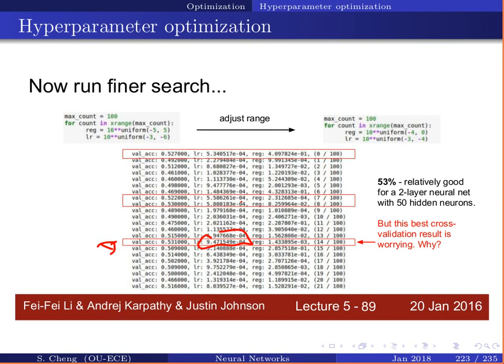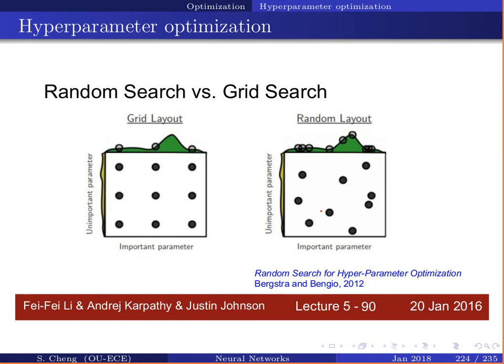So maybe there's something even better beyond the upper bound. We need to be careful. If the peak is near the boundary, then we probably need to refine our range, right? So this is just common sense, basically.